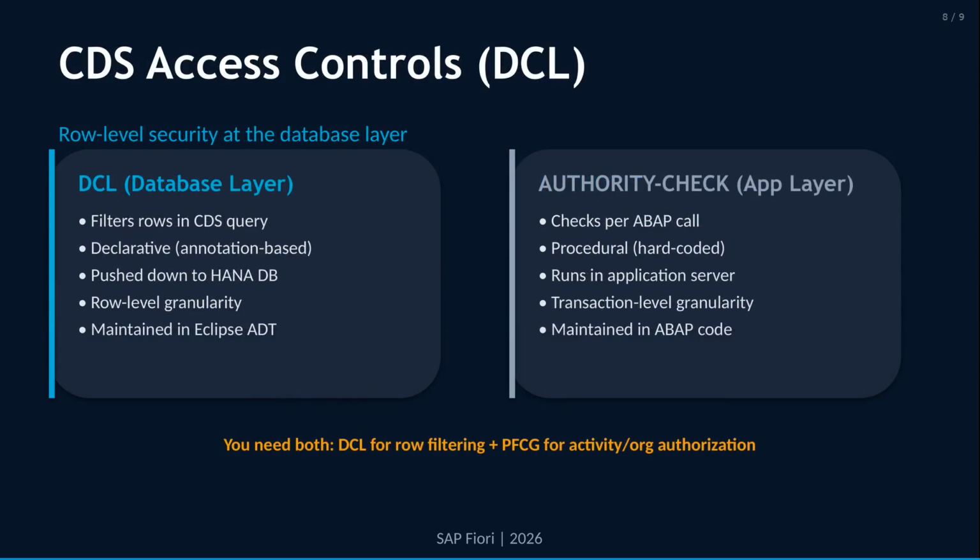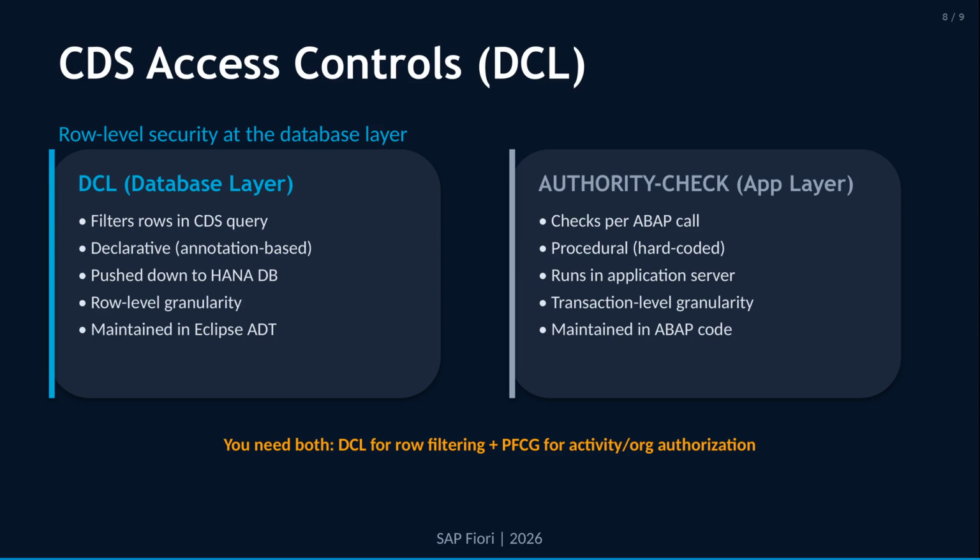For Fiori apps built on core data services views, there is a fourth security mechanism, DCL, or Data Control Language. CDS access controls are defined in ABAP development tools and enforced at the ABAP layer. They control which rows a user can see in a CDS view. For example, a DCL annotation on a financial line item's CDS view can restrict results to only company codes the user is authorized for. This is more granular than traditional authorization checks because it filters data before it reaches the application layer.